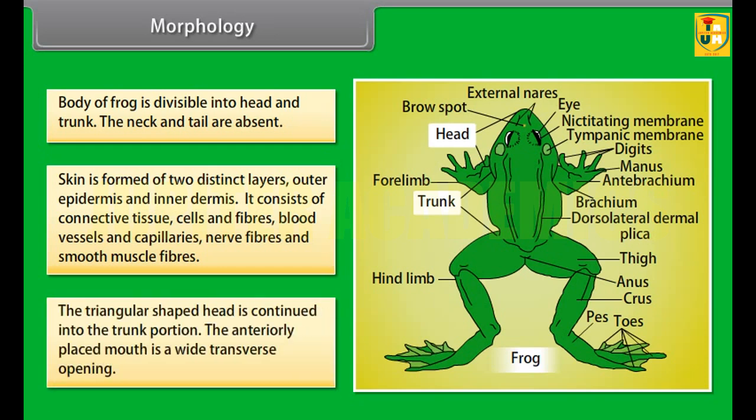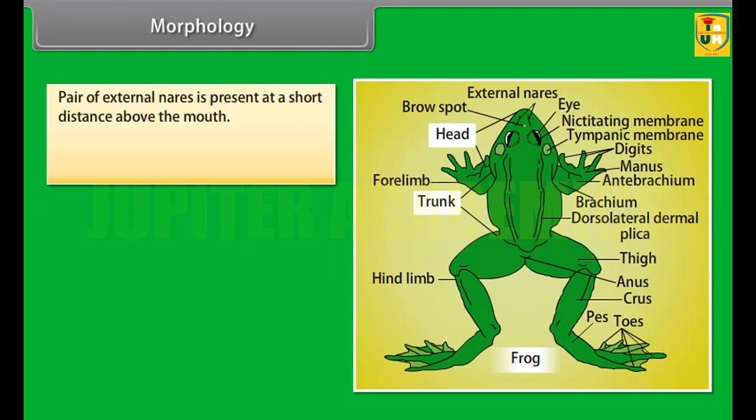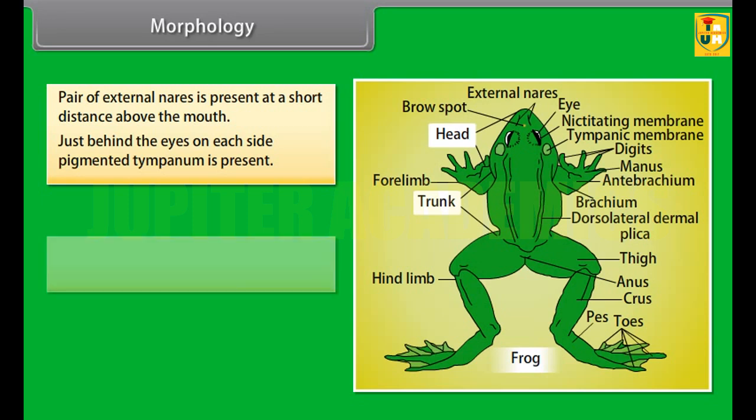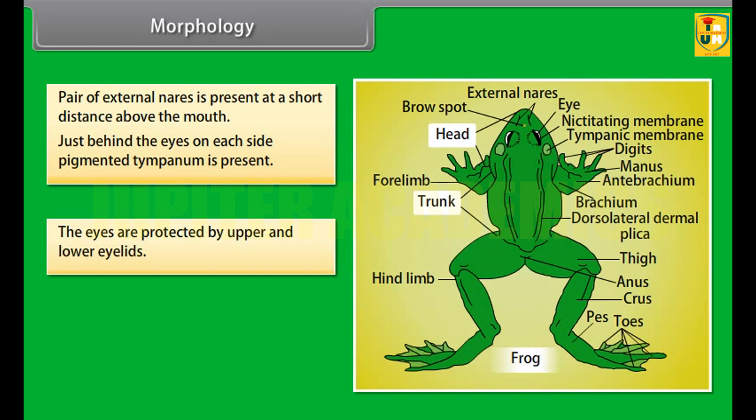The triangular-shaped head is continued into the trunk portion. The anteriorly placed mouth is a wide transverse opening. A pair of external nares is present at a short distance above the mouth. Just behind the eyes on each side, a pigmented tympanum is present. The eyes are protected by upper and lower eyelids.